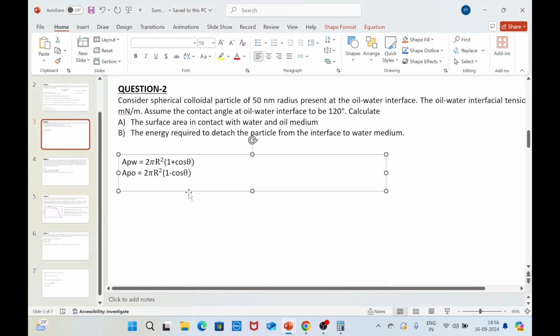Now I hope you will be able to calculate the expressions. What is APW and AOW? For more explanation, if you want a clear diagram, you can see through the lectures. If you have any doubts, please let me know based on what we have discussed regarding this contact angle or the previous problem.